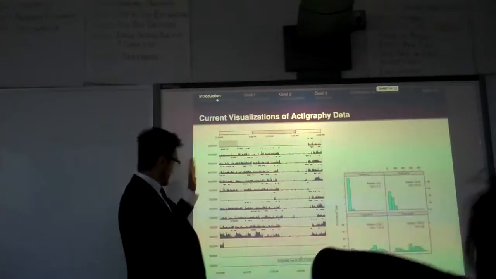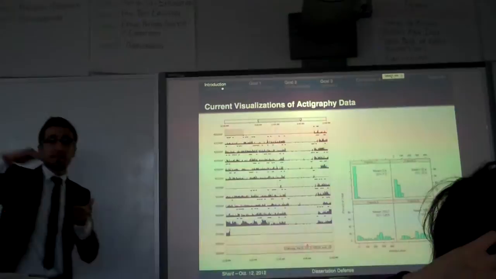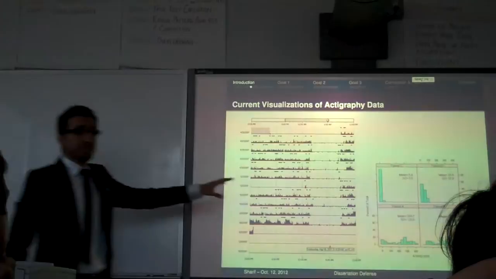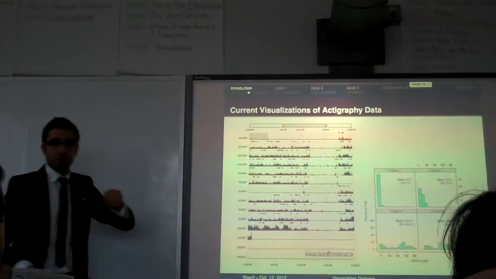The black spikes represent the activity level of that patient at a certain period of time. You notice here probably that there's an empty part. What do you think this empty part represents? Sleep. When he's sleeping or she's sleeping, there's not much activity. Maybe here probably there's some activity. Probably he went to the restroom or something.